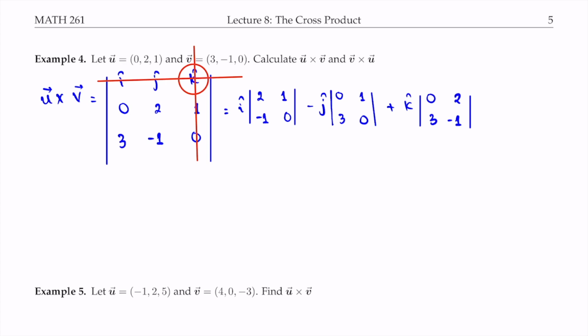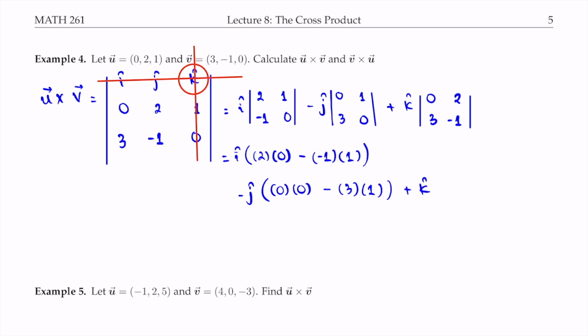So the 2 by 2 determinant is calculated as the product of the main diagonal, so 2 times 0, minus the product of the off diagonal. So that's the first entry. Now for the second entry, again, you do the determinant of the 2 by 2 matrix. That is the product of the main diagonal, subtract the product of the off diagonal, plus k hat times 0 times -1 minus 3 times 2.